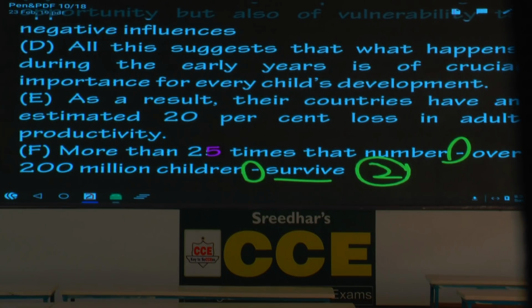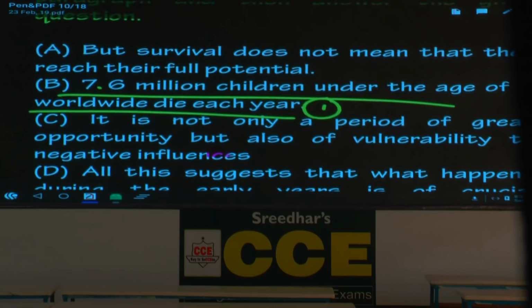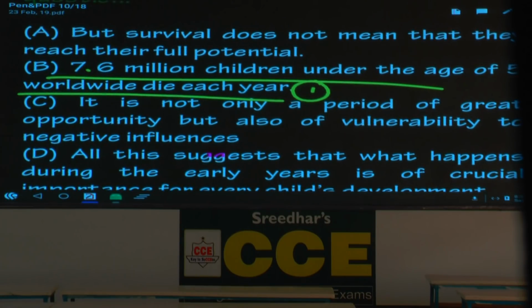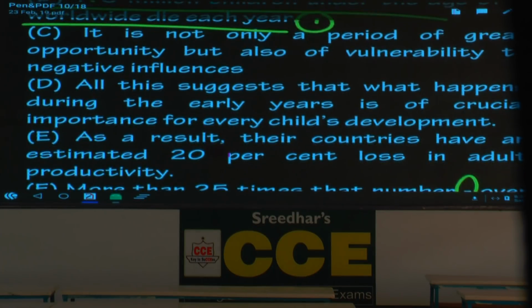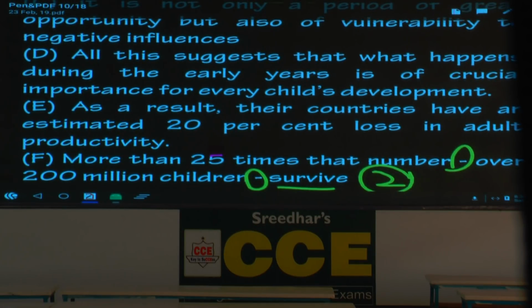The third sentence they have rephrased. I got a problem there. Now what is the third sentence? Please. A is the third sentence. If you got it right, I appreciate. But survival does not mean that they reach their full potential. That is the third sentence. Now what is the fourth sentence? What is the fourth sentence? Who says E is the fourth sentence? That is right. First you make a note.